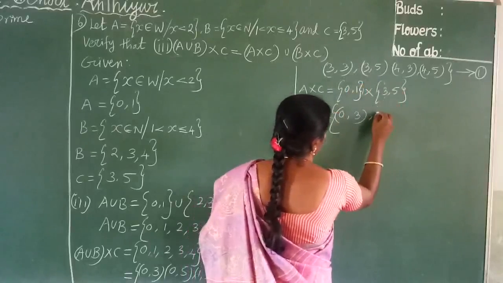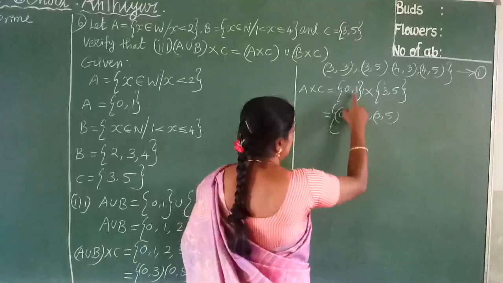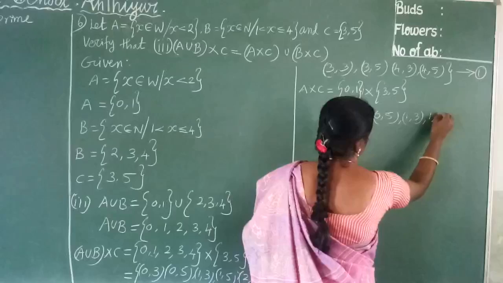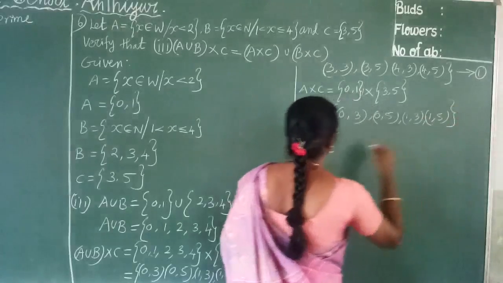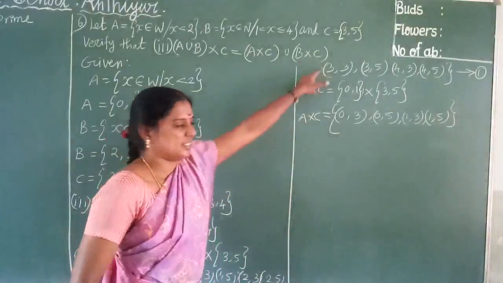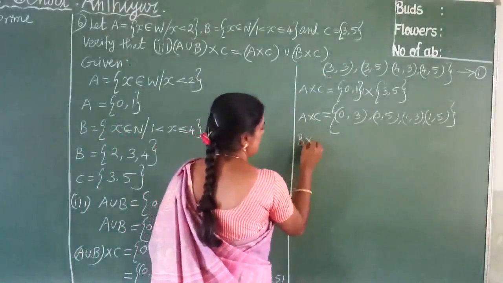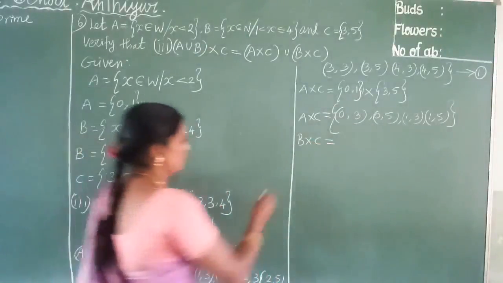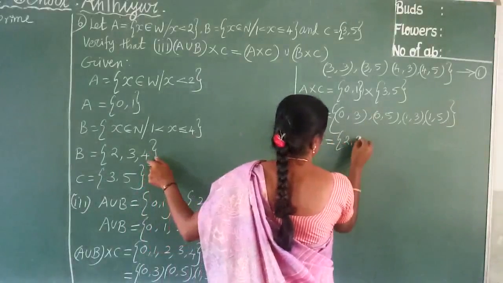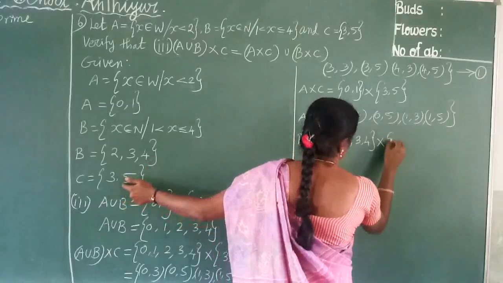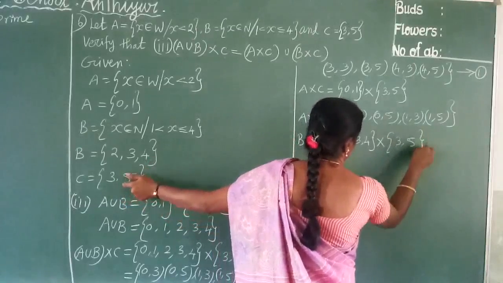Next is 0, 5. Next we take 1. So 1, 3, 1, 5. So that's all in A cross C. Next you find B cross C. So B cross C is equal to B element 2, 3, 4 cross C element 3, 5.